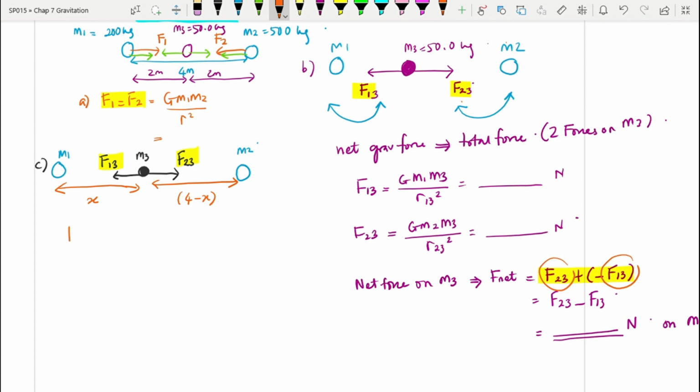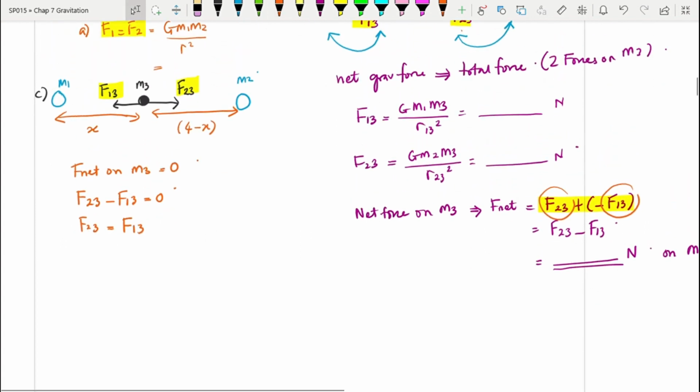Yang penting kita nak Fnet kita kosong kan. Fnet on mass 3 is equal to 0. Tu yang kita nak. Itu yang soalan nak. Jadi Fnet kita kan F23 minus F13 equals to 0. Jadi F23 equals to F13. Kita pindahkan sajalah, F13 pergi sebelah.